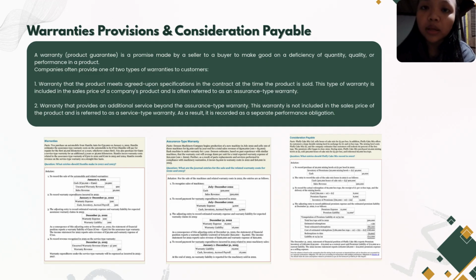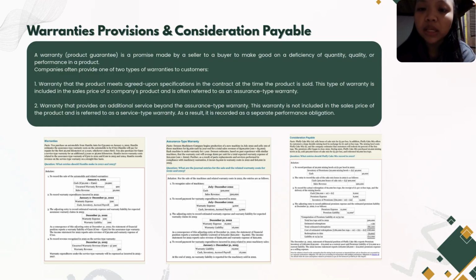A warranty or product guarantee is a promise made by a seller to a buyer to make good on a deficiency of quantity, quality, or performance in a product. Companies often provide one of two types of warranties to customers. First is a warranty that products meet agreed upon specification in the contract at the time the product is sold.